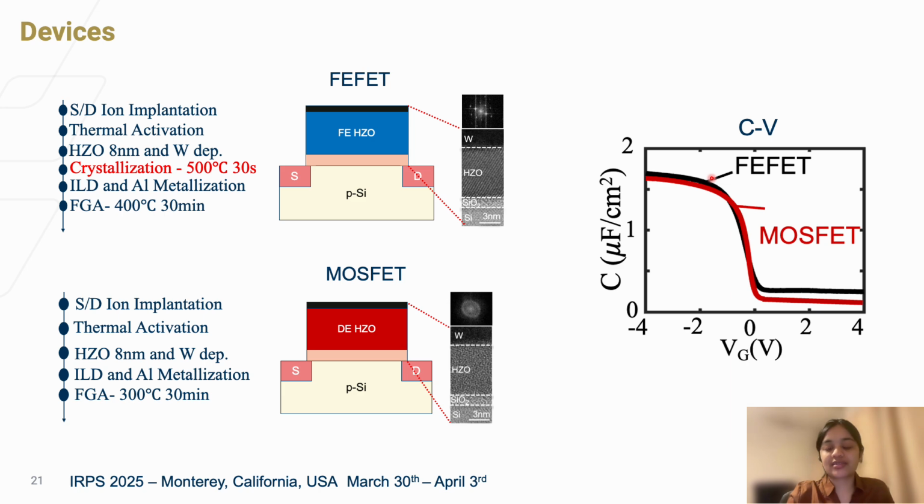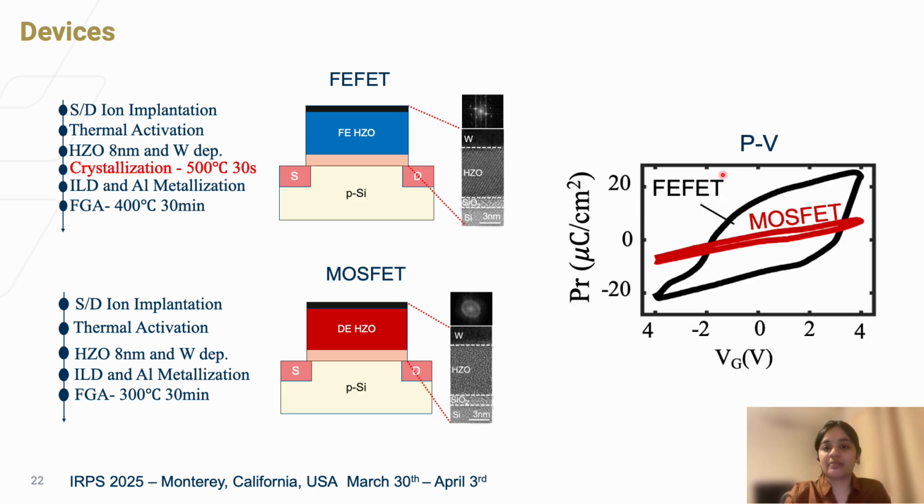So if we look at the capacitance versus voltage characteristics over here, we see that the effective oxide thickness is roughly the same for both these devices. What that allows us to do is directly compare the voltages across these devices. So we know that when we apply a certain voltage across these two devices, the electric field applied across these devices is going to be the same.